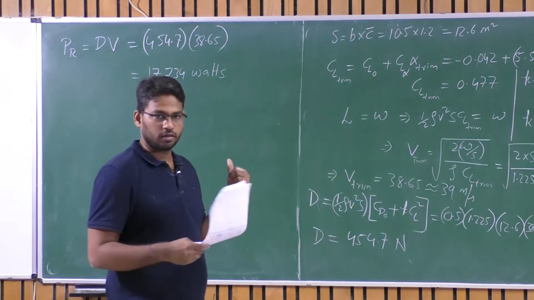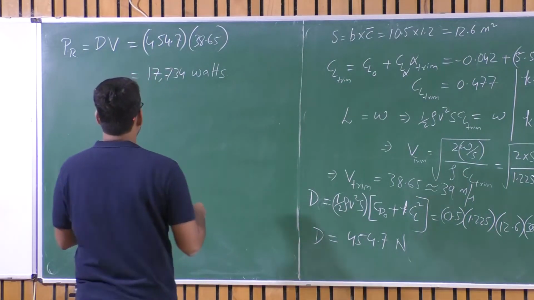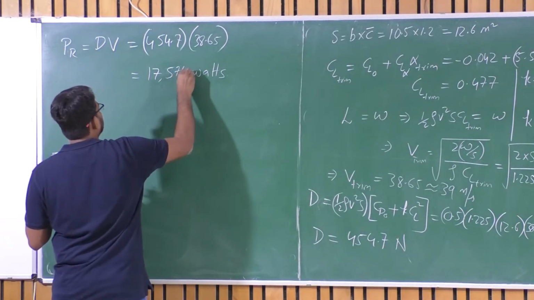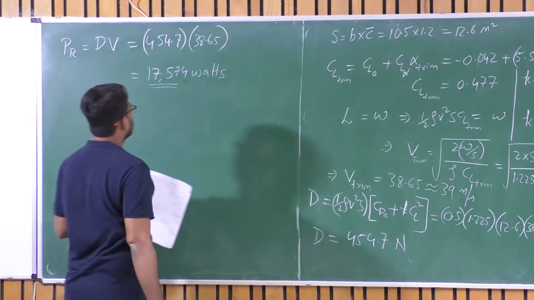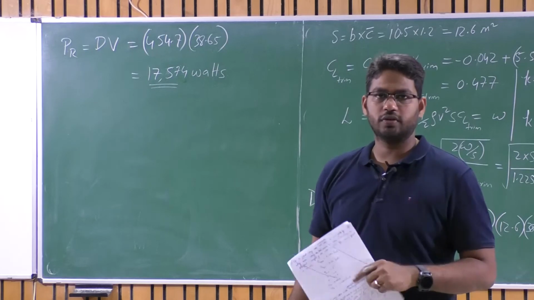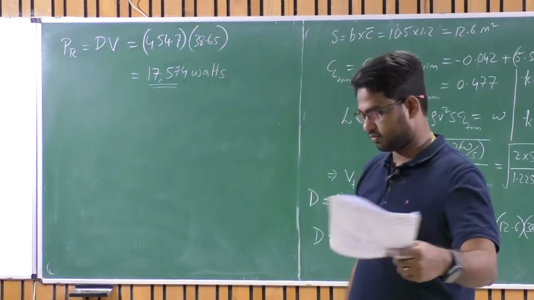Is it correct? 17,574. Okay, just check. So close to 17,574 watts. This is the amount of power that is required to propel the system forward if you are using a brushless motor, a propeller driven engine.